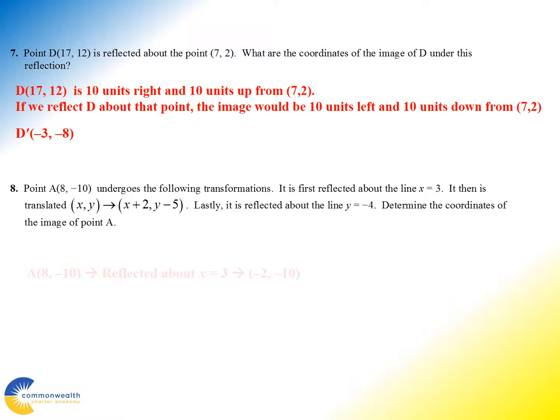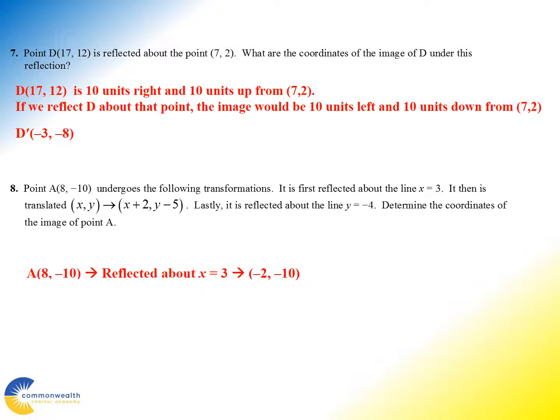So if I take 8, -10 and reflect around the line x equals 3, now x equals 3 is a vertical line, and A is 5 units to the right of it, so its image would be 5 units to the left, and 5 units to the left of an x value of 3 would be a -2. So -2, -10 is where I would be after the first transformation, after the reflection.